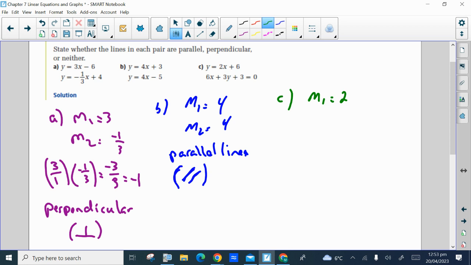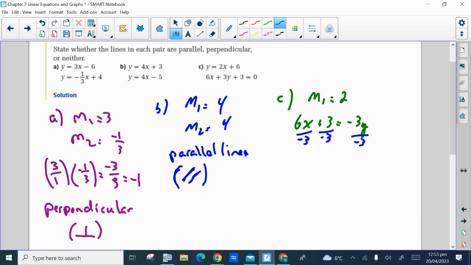Got to get y by itself. Yes. Sure, you can do that if you want. So that'll give us 6x plus 3 on the left, and you'll get negative 3y on the right. Now what? No, just divide by negative 3.